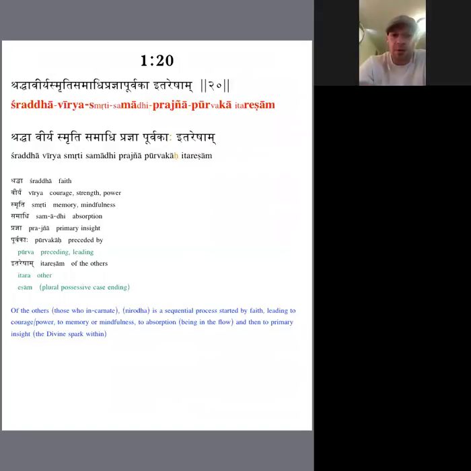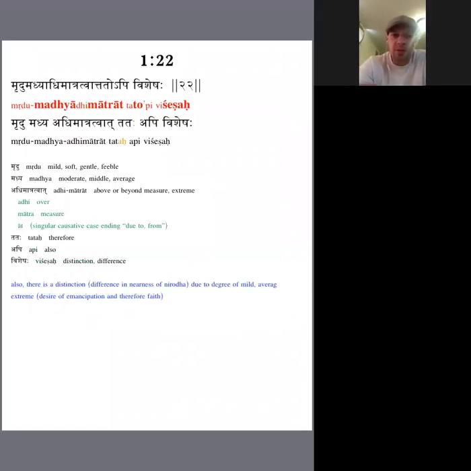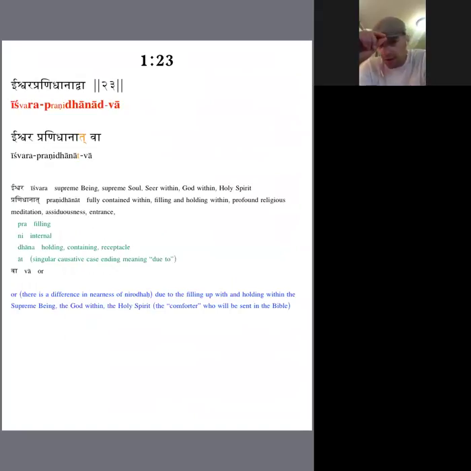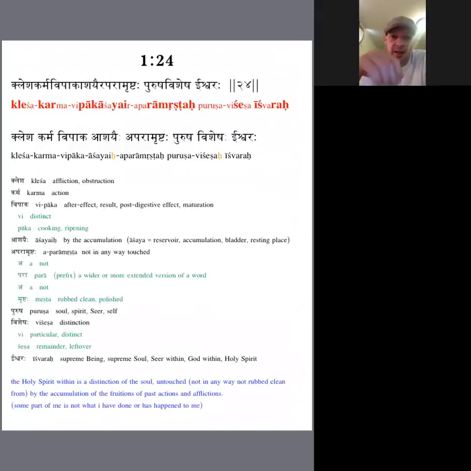We kept going forward in our descriptions of the yoga model until the 23rd, where we learned Ishvara Pranidhanadva. And you may recognize Ishvara Pranidhana from the 5 niyama, the 5 internal codes of conduct. And here it's saying that actually you can do a lot of things, or you can align with the Holy Spirit within. And this is the fast route. We then learn that Ishvara is Klesha Karma Vipaka Ashayai Aparamrishta Purusha Vishesha Ishvara.